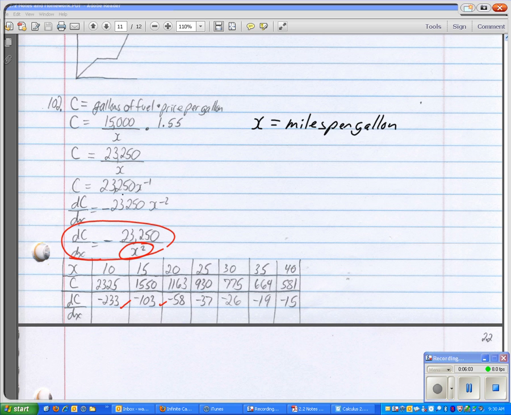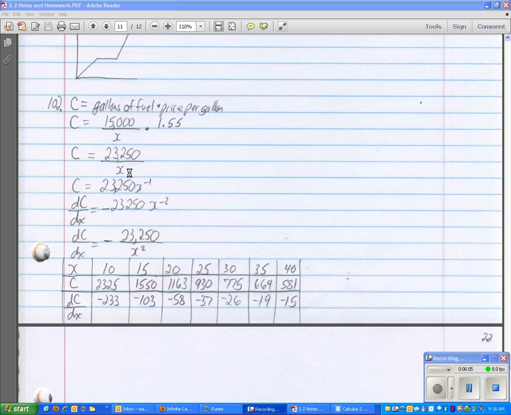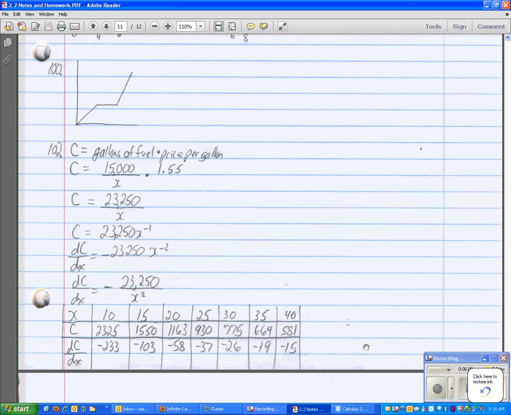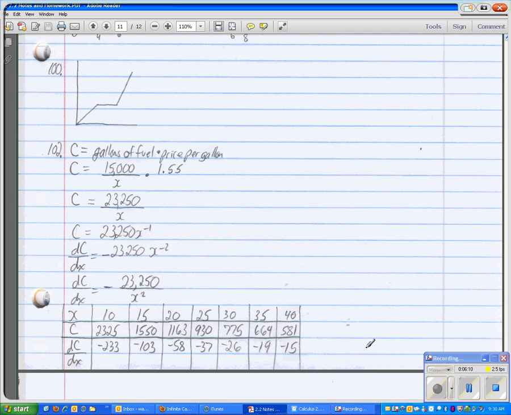Now, the rest of this. I didn't write it down, so I'll write it down now. We're supposed to figure out who would benefit more from a 1 mile per gallon increase in fuel efficiency: the driver of a car that gets 15 miles per gallon, this guy, or the driver of a car that gets 35 miles per gallon. So, when is the rate of change of the cost changing the most?